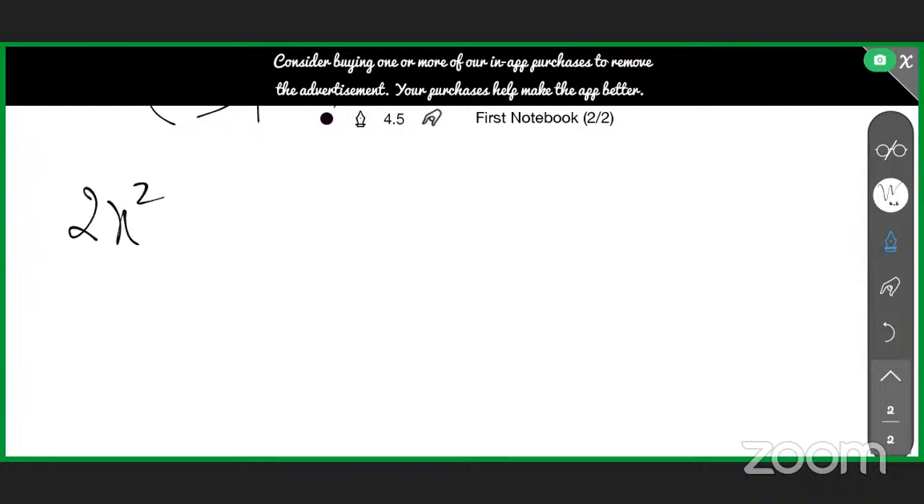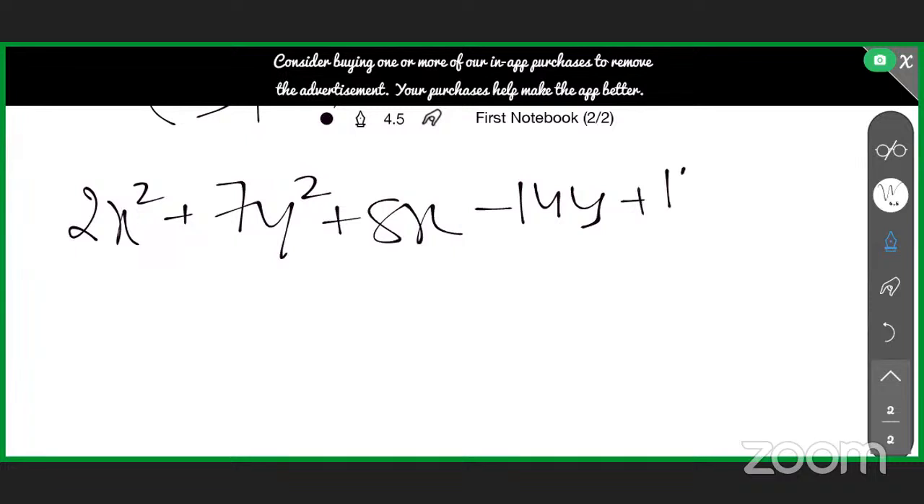2x square plus 7y square plus 8x minus 14y plus 15 is equal to 0. Same thing, you have to remove x and y. Where should I shift my origin? Look at the equation, what type of equation? You know the corollary, use the corollary. If you don't know the corollary, go for the second method.